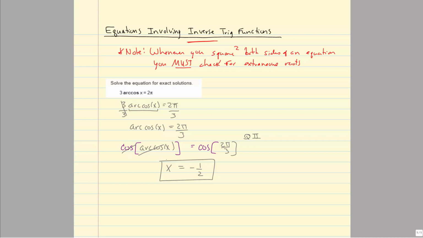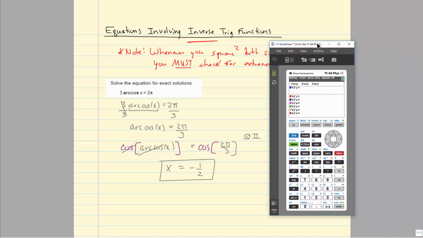So that's my solution. If you wanted to check this, let's pull in the calculator. We can plug this into our original: 3 inverse cosine, or arc cosine, of x, where x is negative 1/2. Hit enter. That's the left-hand side. The right-hand side is 2 times pi. Let's enter that. If you notice, both sides are equal, so this does check.